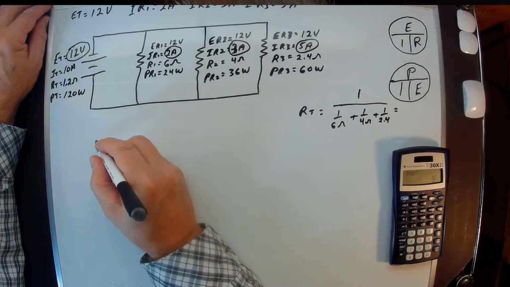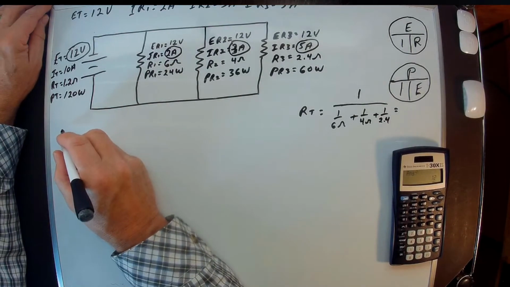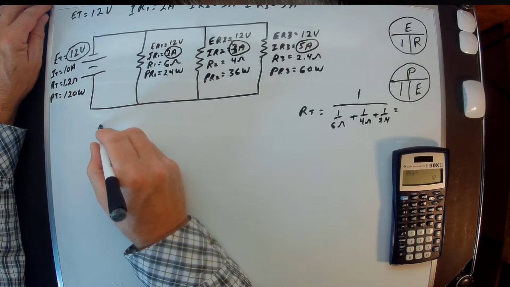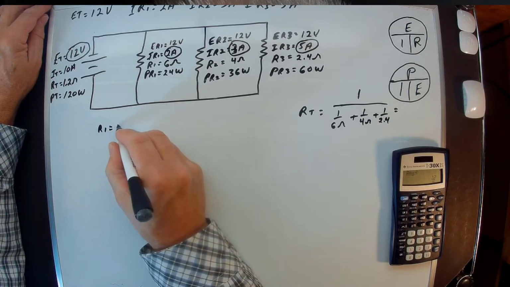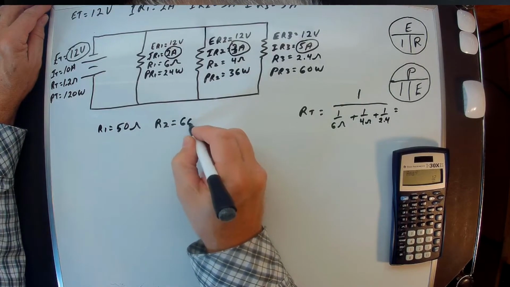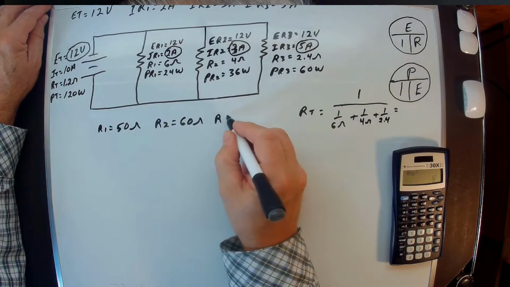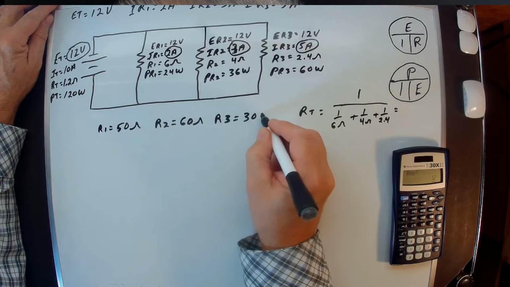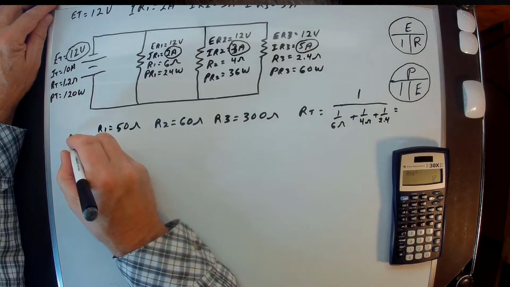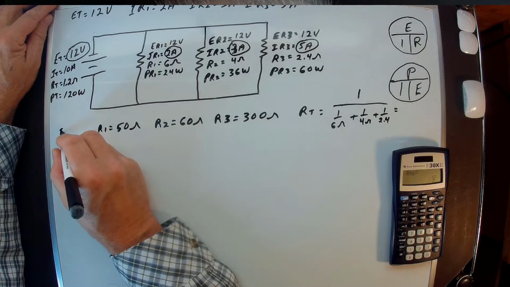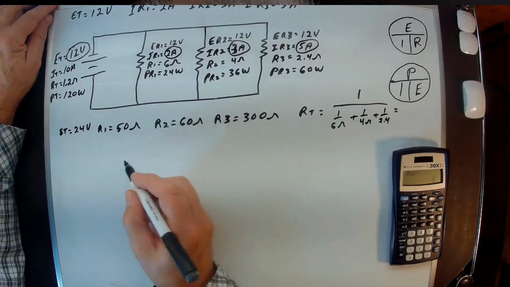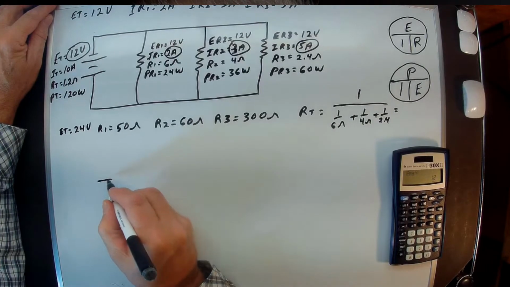Let's do another one here. How about R1 equals 50 ohms, R2 equals 60 ohms, R3 equals 300 ohms. And then for the voltage, we'll do ET equals 24 volts. All right, so we'll draw the circuit again.